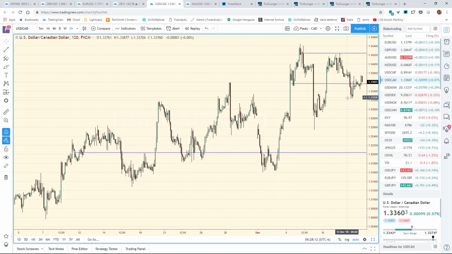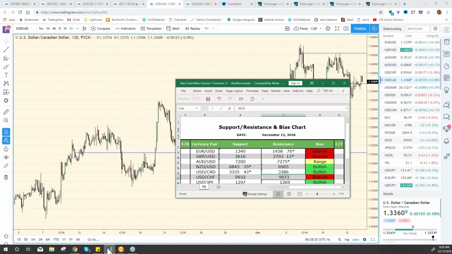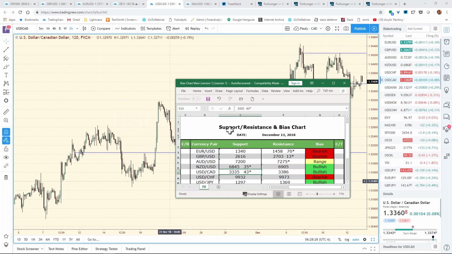Support comes in right there at 33.20, right here. And we'll keep an eye on that 33.43. And certainly it's bullish. You're still hanging around its highs, 13.80. And let's go into the dollar Swissy.